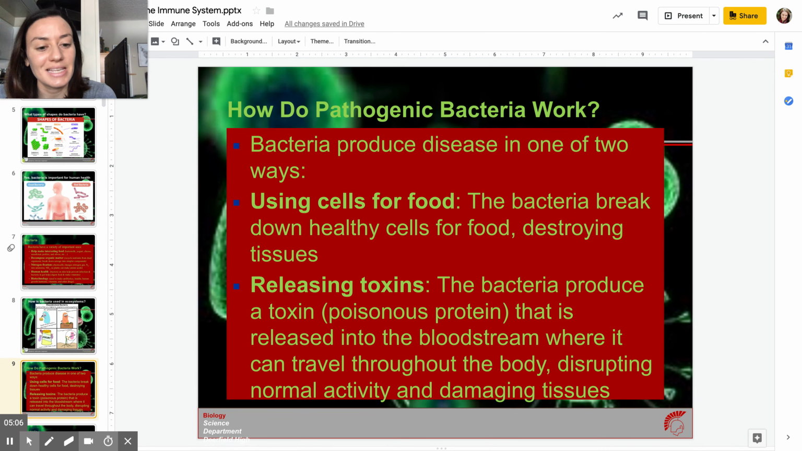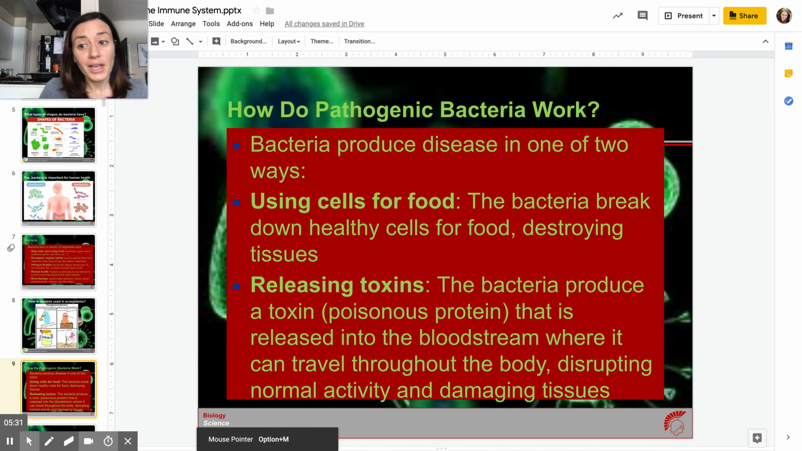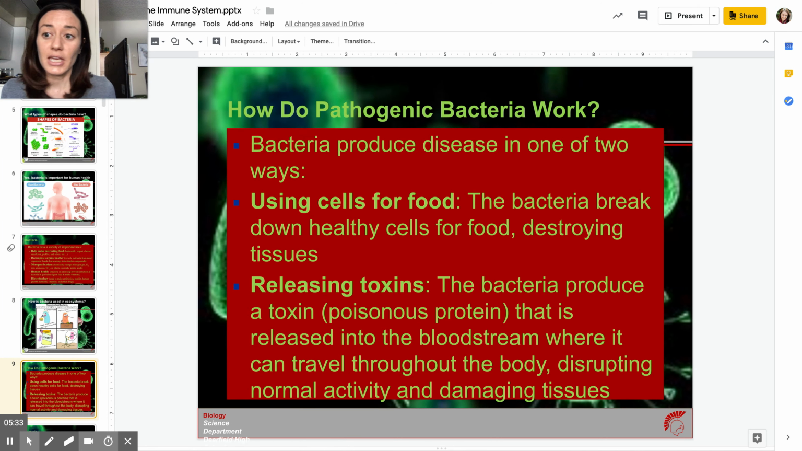Now, when it does this, it can produce a poisonous protein that is released into your bloodstream and can travel throughout your body. That's why, when you get a bacterial infection, it can spread throughout the bloodstream. What's spreading is that poison, and it can disrupt normal activity and damage your tissues. So if you get a bad bacterial infection, it is lethal. It can kill you because of the toxic protein.